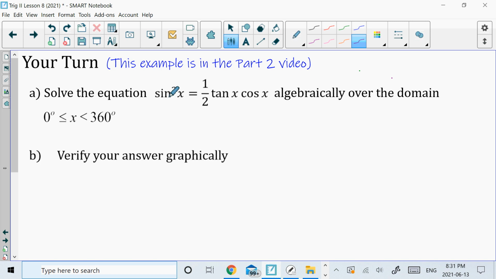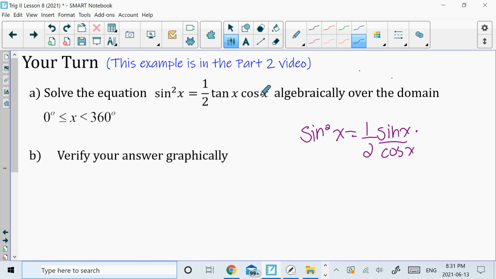One of the things, though, it said is you need to get rid of reciprocal identities if you can. So cos of x, I can't do anything with that, but tan of x I can. So what I would have is sine squared x is equal to 1/2. Tan of x becomes the sine of x over the cos of x.